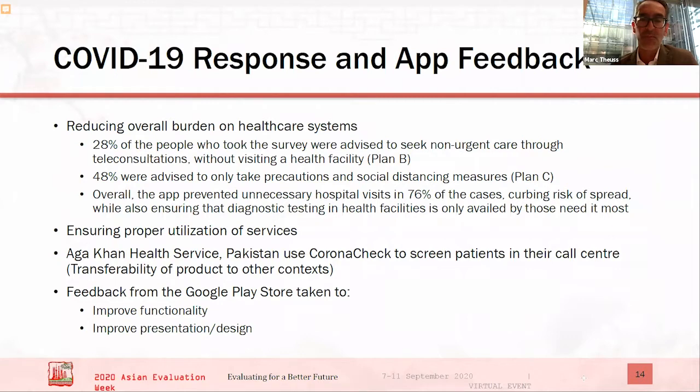So I think the key point that I'd like to make with regard to Corona Check is that Corona Check supported a process of behavior change for people that were worried that they had symptoms of COVID-19. It provided an opportunity for AKDN and the broader health system to ensure proper utilization of services for those most in need. It was also used as a product within the Aga Khan Health Services Pakistan as a screening tool when they were doing calls with people that were wanting to screen for COVID symptoms. But it was also an engagement platform that allowed us to collect data to feed back into decision makers for course correction and improved decision making. So it had that dual function, both behavior change and also as an analytical tool that allowed for better course correction and decision making.